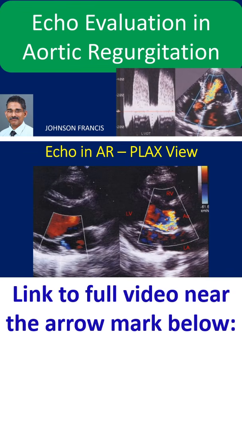Here is another eccentric jet of aortic regurgitation going along the posterior margin of the left ventricular outflow tract or the anterior mitral leaflet. The systolic frame on the right shows the mitral valve in the closed position, while the diastolic frame on the left shows it in open position. The anterior mitral leaflet shows a reverse doming as the aortic regurgitation jet strikes it.